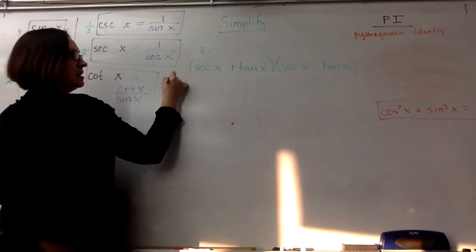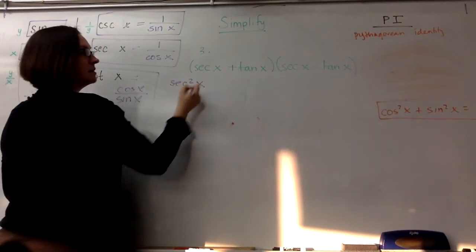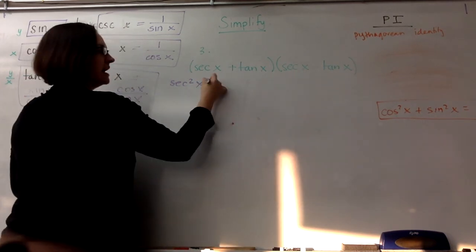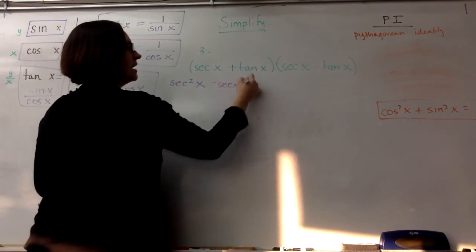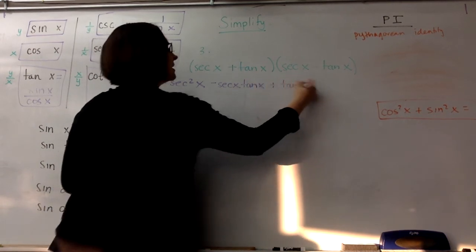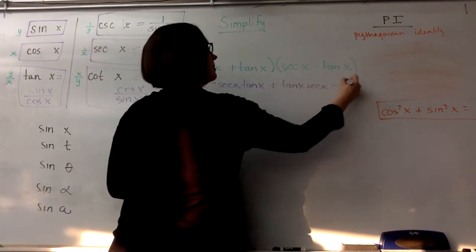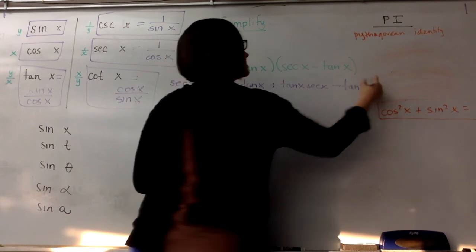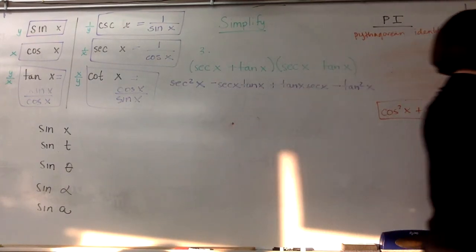Secant times secant is secant squared x. Secant times negative tangent is negative secant x tangent x plus tangent x secant x minus tangent squared x. So I want you to write it, and then I want you to think about it for a second.